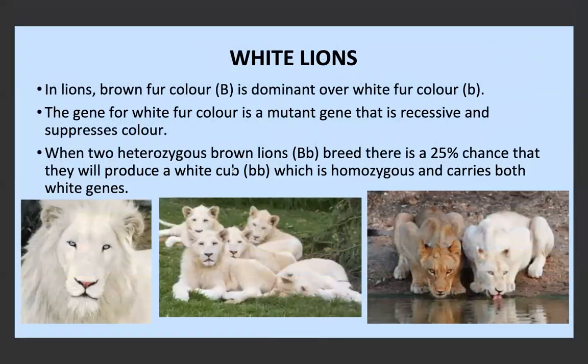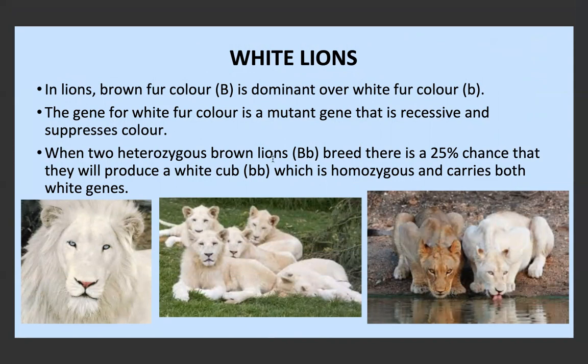If we also look at the white lions, in lions, the brown fur color is dominant over the recessive white fur color. The gene for white fur color is a mutant gene, so it started from a mutation a while ago, and we know it's recessive and it suppresses color, so it suppresses this brown tawny coat.